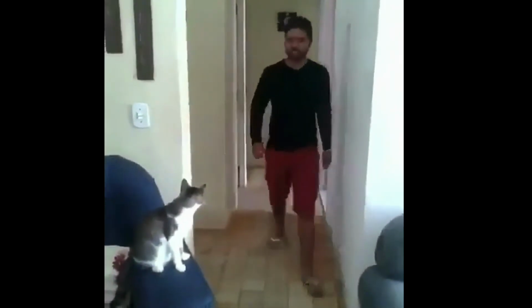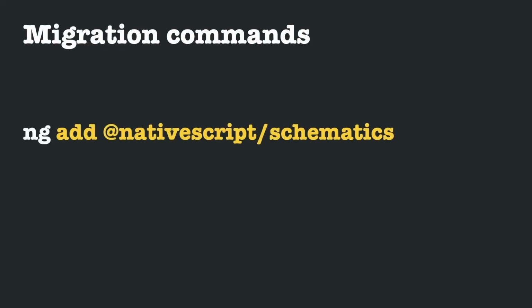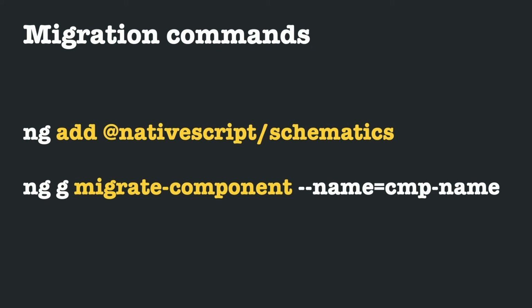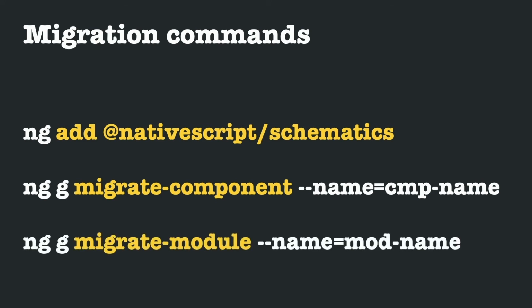Kind of the idea. So just to recap, the migration commands that we're looking at: we have ng add @nativescript/schematics, so that converts it to a code sharing structure. And then you use migrate component and migrate module to migrate each individual component and module.